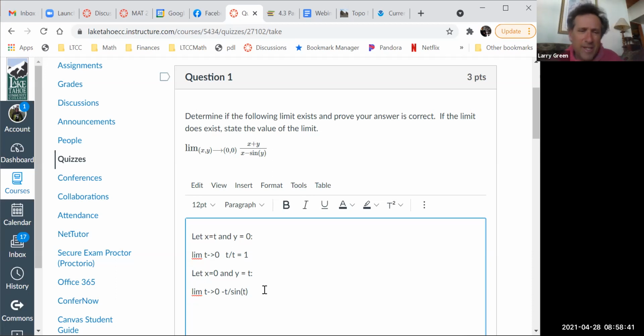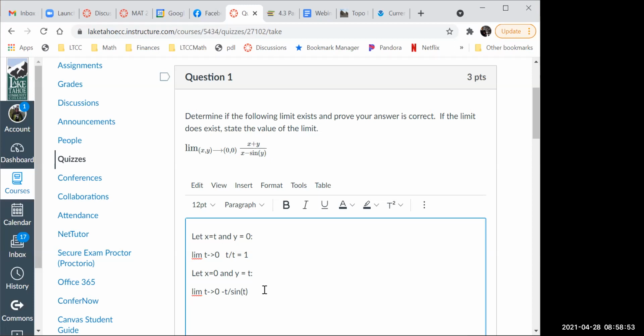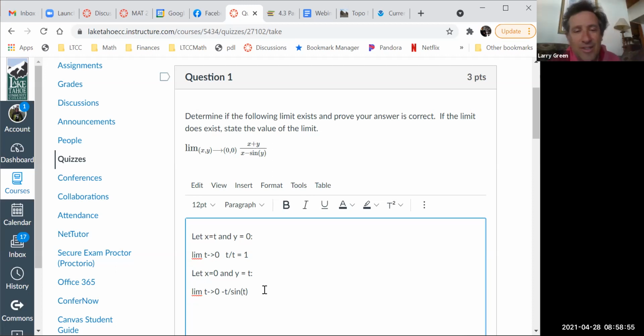Do you remember what that limit is? Remember from calculus? Is it -1? Yeah, it's -1. So you have a couple choices. Either you could have it memorized, that sine t over t goes to 1, so t over sine t also goes to 1.